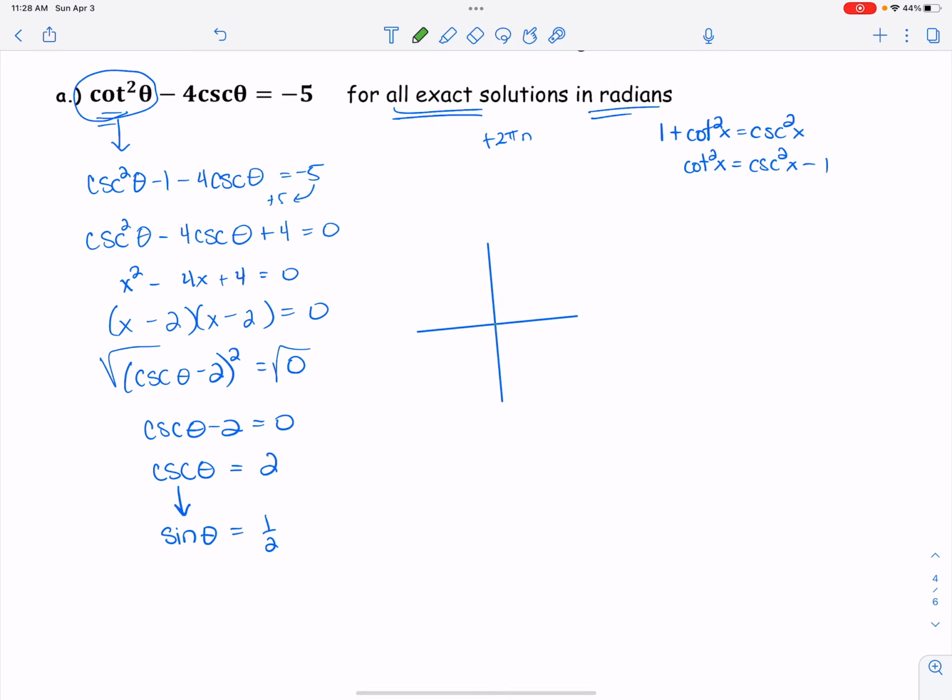Again, we've been here before at 30 degrees or pi over 6 in radians for quadrant 1. Is there anywhere else that sine of theta is positive 1/2? And hopefully remember, yep, over here in quadrant 2, it would be 5 pi over 6. So I would write my two solutions. It's pi over 6 plus 2 pi n and 5 pi over 6 plus 2 pi n. Those are my two solutions, and that's it.